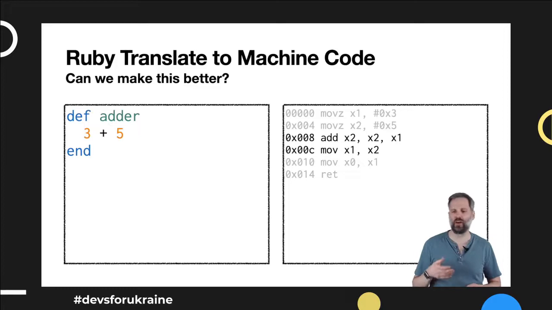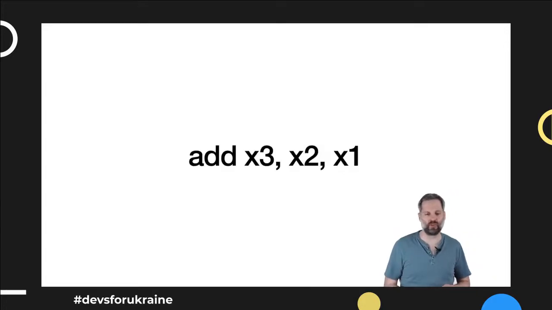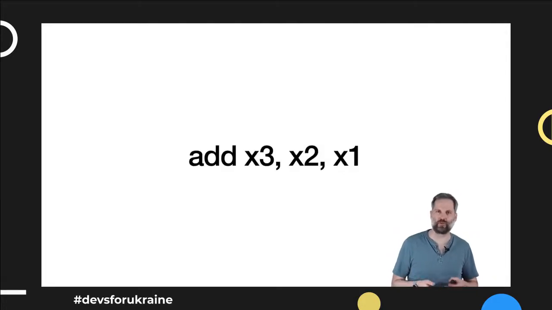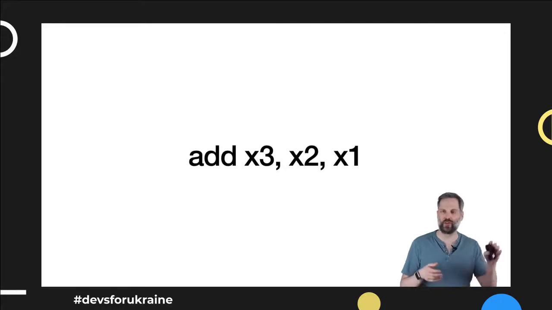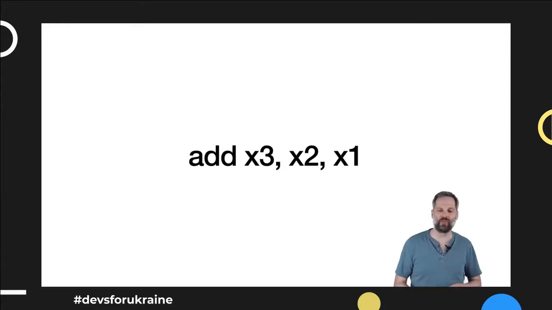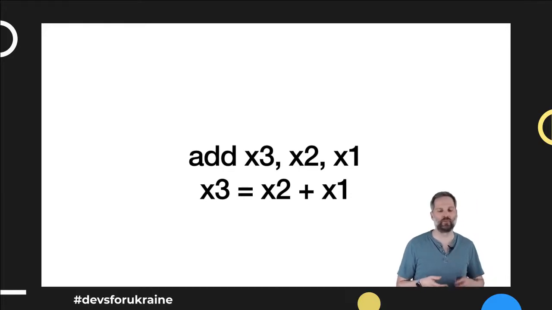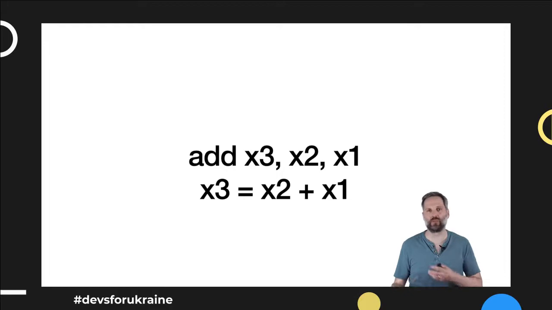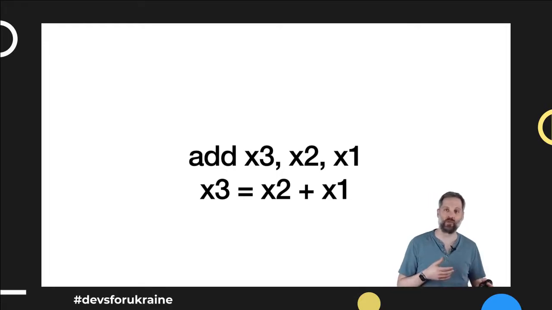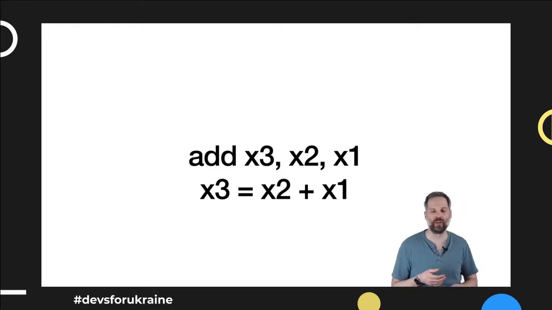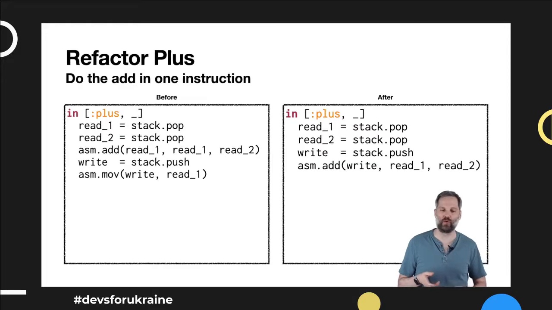Now you'll notice on the ARM instruction set, most of the instructions take triples, so they take three registers. What this is actually saying is, I want you to add x1 and x2, and I want you to write the return value of that to x3. What that means is, when we add stuff together, we can do the add and the write in one instruction rather than two. So in order to support that, we refactor our plus handling code.